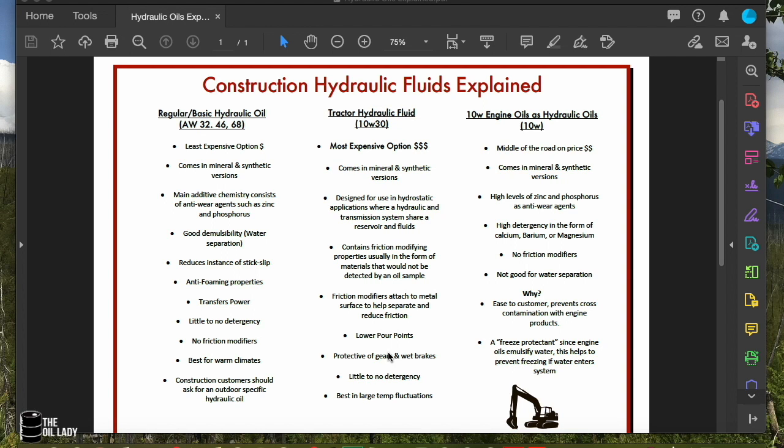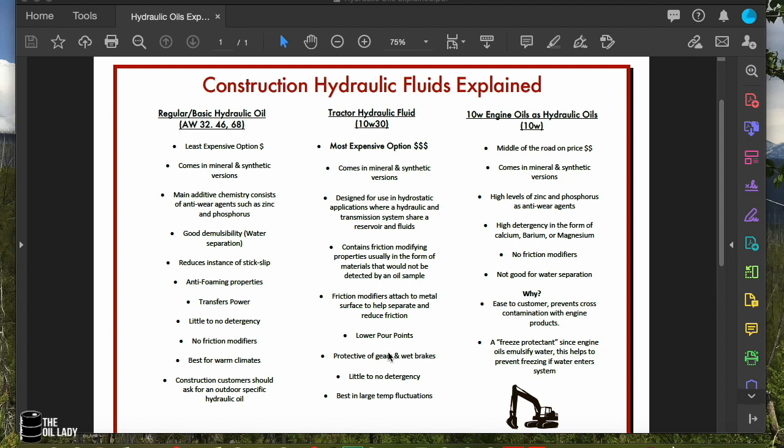I've organized them into different columns here, and I will put this on my website so that you can reference it if you ever think of a question while you're out in the field. So a regular or a basic hydraulic oil, and remember, this is for construction. Hydraulic oils are for so many different types of industries and applications, but these are formulated for construction settings. They're taking into account a lot of different considerations that construction is going to bring about.